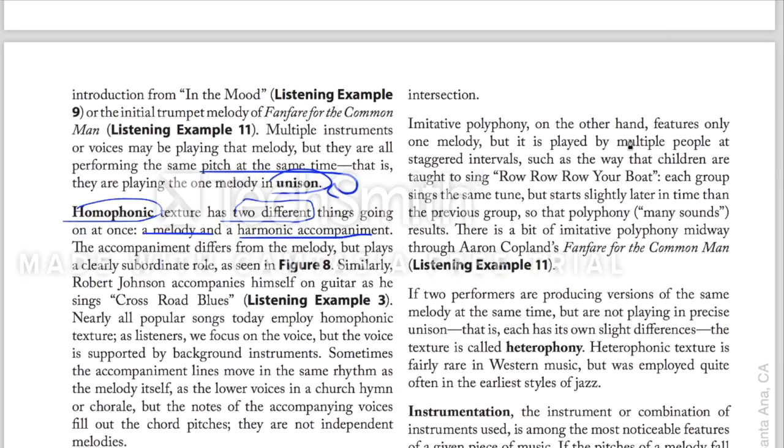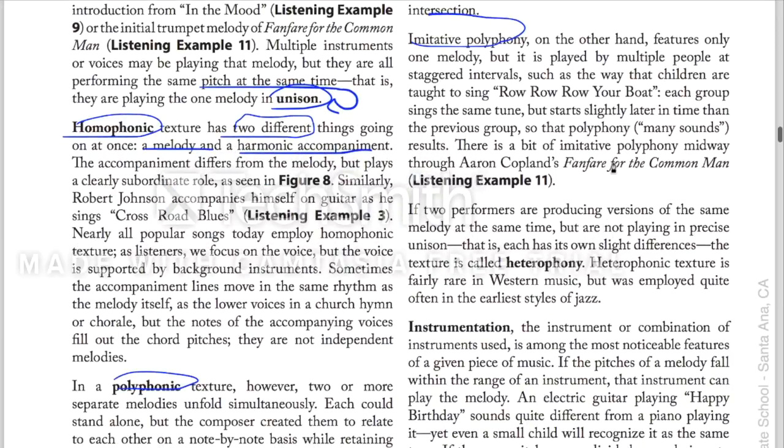Imitative polyphony, on the other hand, features only one melody, but it is played by multiple people at staggered intervals, such as the way that children are taught to sing Row Row Your Boat. Each group sings the same tune, but starts slightly later in time. So it's like when somebody sings Row Row Your Boat gently down the stream, and by the time you're singing gently down the stream, another group is going to start singing Row, row, row your boat. So basically everyone's singing the same exact song, but at different times so that it still makes sense.